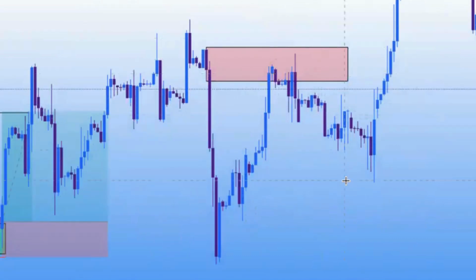Next, I'm going to teach you about internal versus external OBs. If you have 4 or 5 order blocks, or maybe even 3 or 2, how do you know which order block to select?